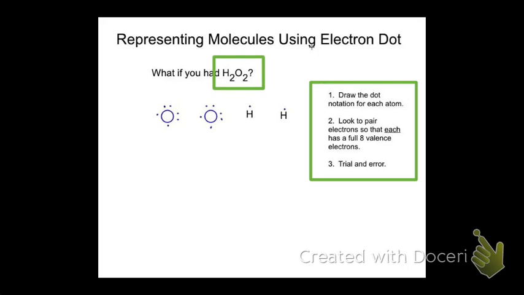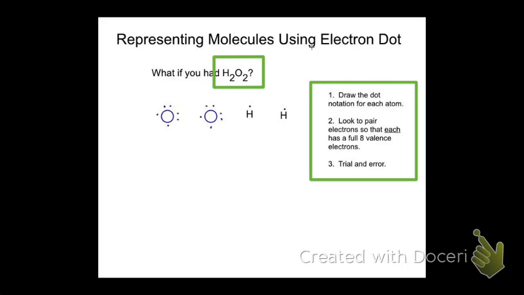And up at the top we have H2O2. So I'm going to draw two H's and two O's, which you see here on the page. And now I'm going to look to pair electrons. Hydrogen is an exception. It only needs two electrons to be satisfied, to be happy. And so with that in mind, I'm going to try to pair these together.